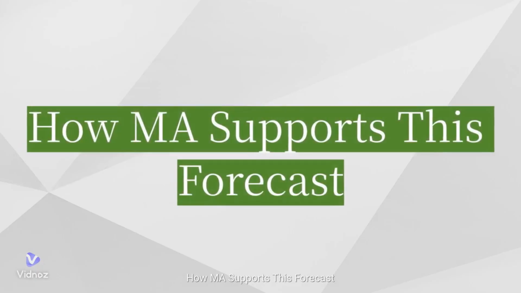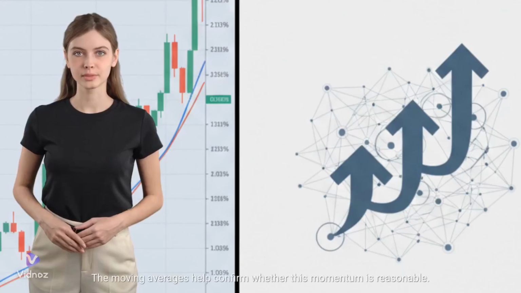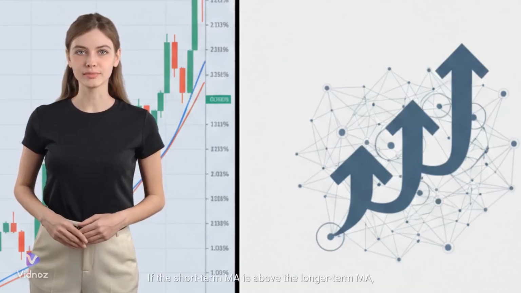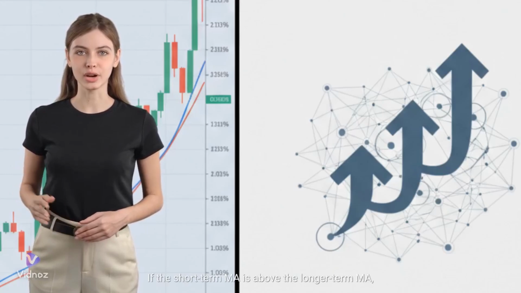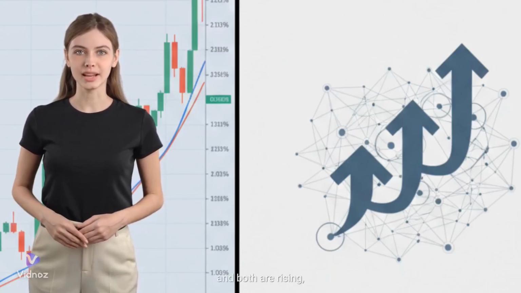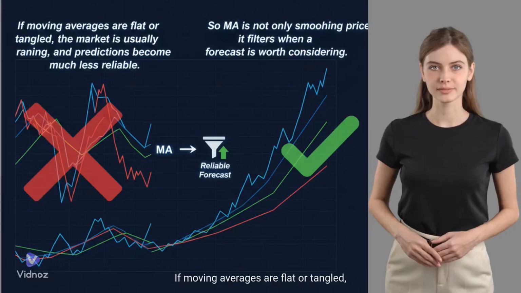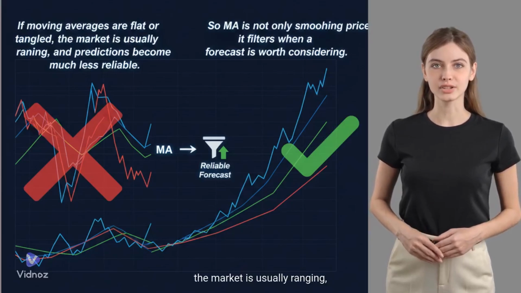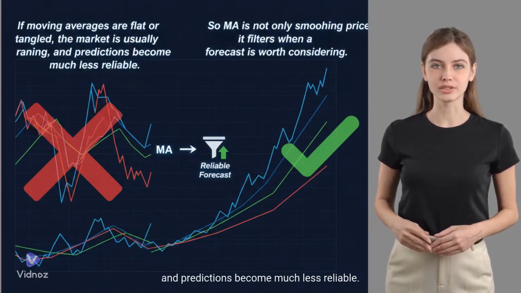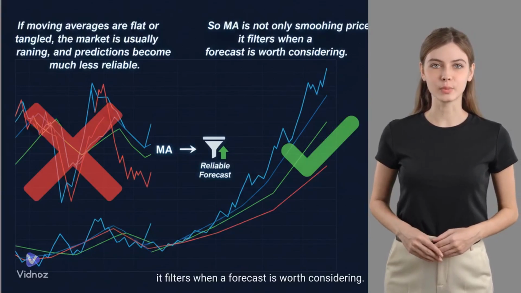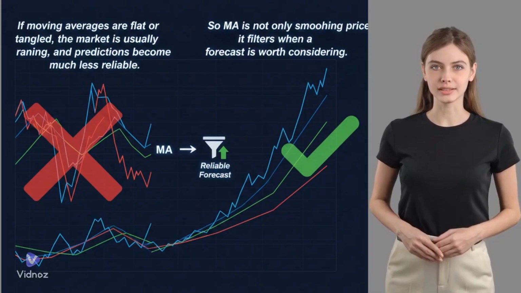How MA supports this forecast? The moving averages help confirm whether this momentum is reasonable. If the short-term MA is above the longer-term MA, and both are rising, momentum-based predictions make more sense. If moving averages are flat or tangled, the market is usually ranging, then predictions become much less reliable. So MA is not only smoothing price, it filters when a forecast is worth considering.